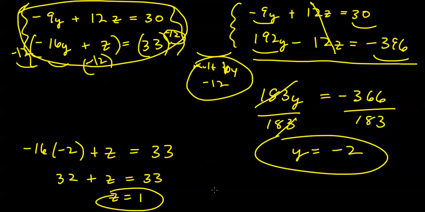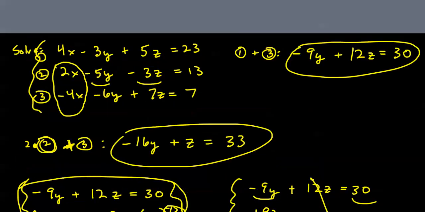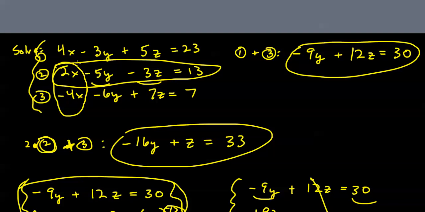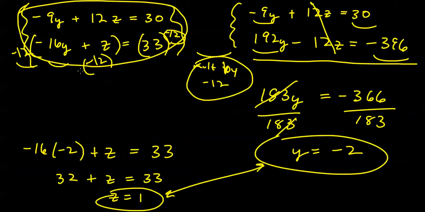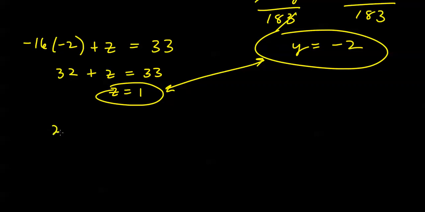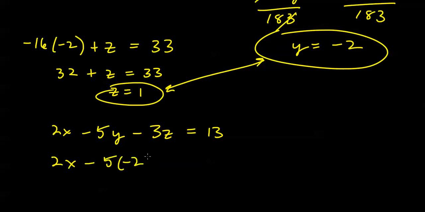Alright, I've got two of these variables solved for. I'll go to any of the original equations in my original system statement, and I think I'm going to use the second one. I suppose no real advantage to one over the other. Let me rewrite it down here. 2x minus 5y minus 3z equals 13. And again, the goal here is to solve for x. When y is minus 2, be careful of signs here. Minus 3 times 1 equals 13.